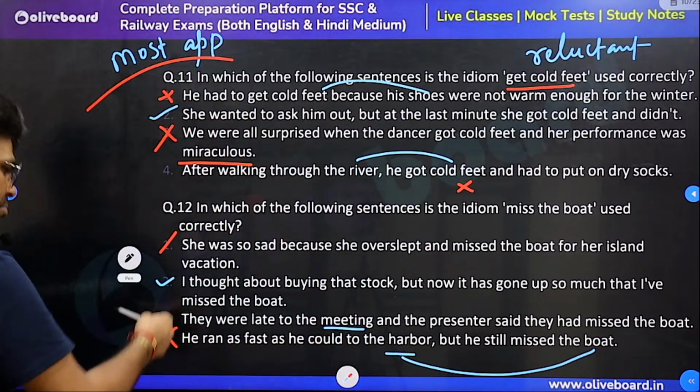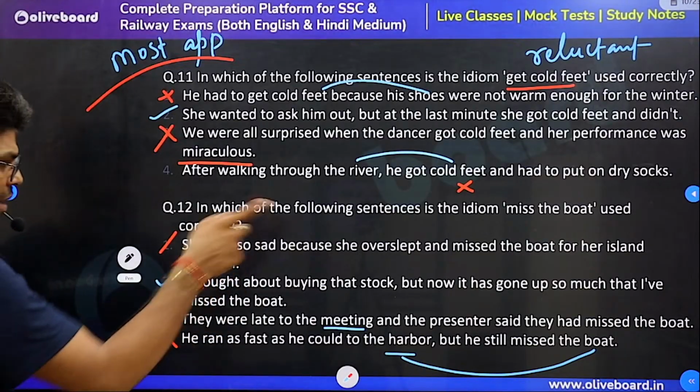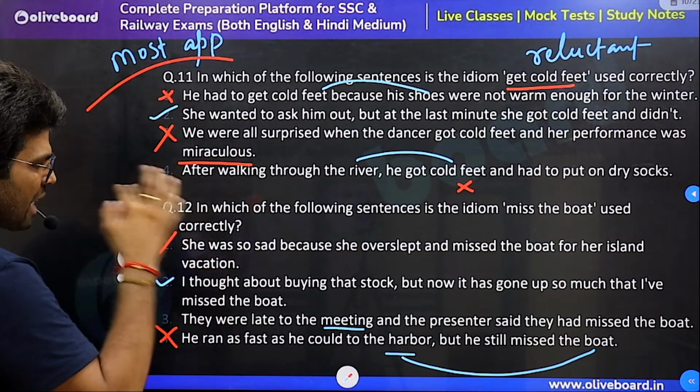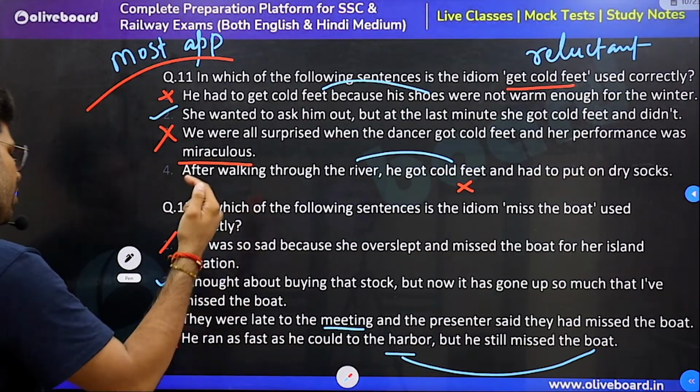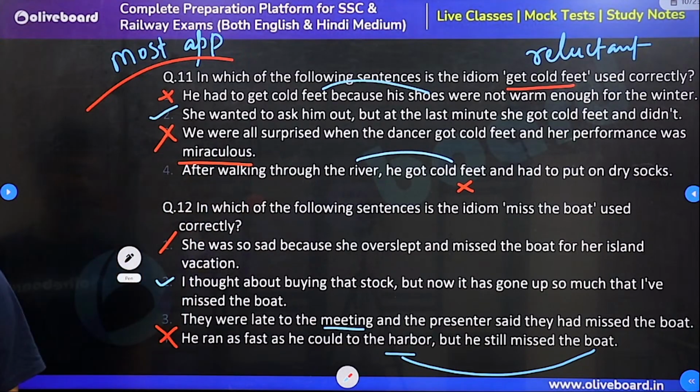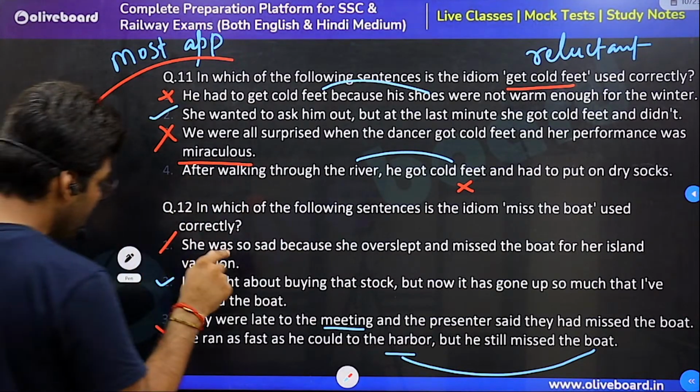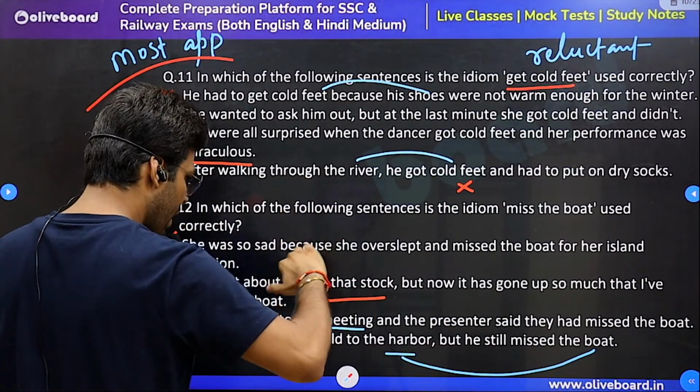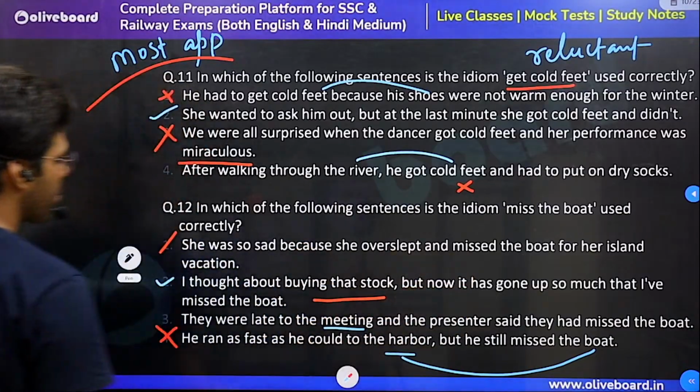No. I thought I should buy this stock, but now it has gone so up. I should have bought this that time. I missed the opportunity of buying at a lower price. Now it has gone up.